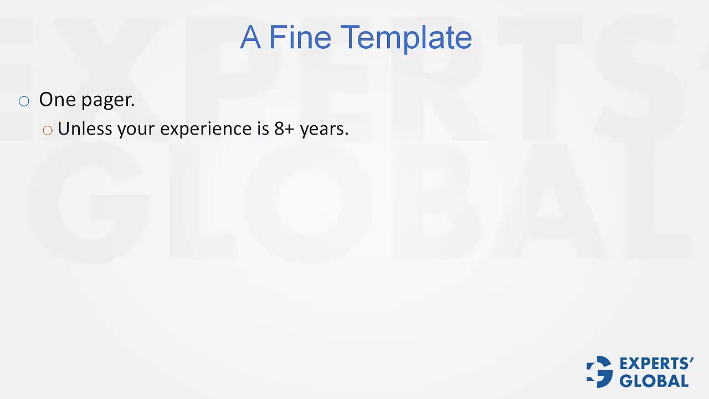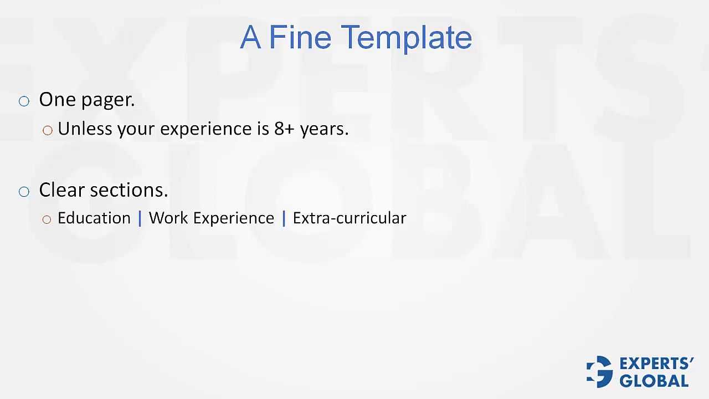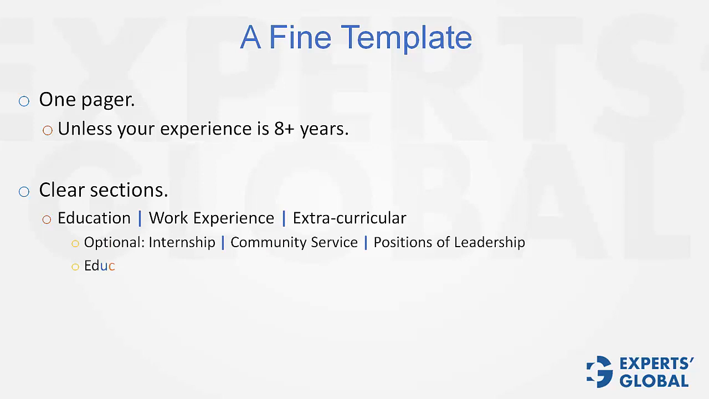One pager unless you carry more than 8 years of experience. Have clear sections: education, work experience, extracurricular. You may word them differently, but these 3 sections are sort of a must. Some optional sections can be internship, community service, positions of leadership.